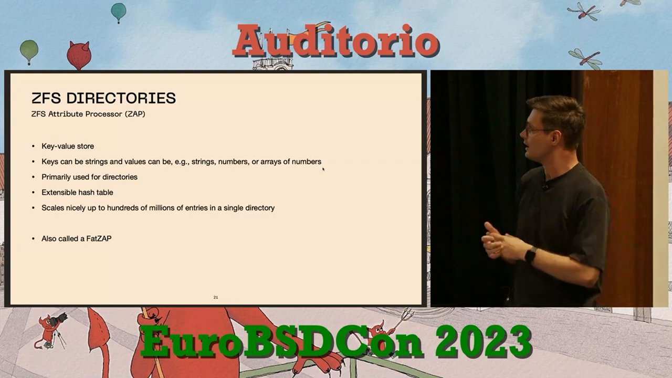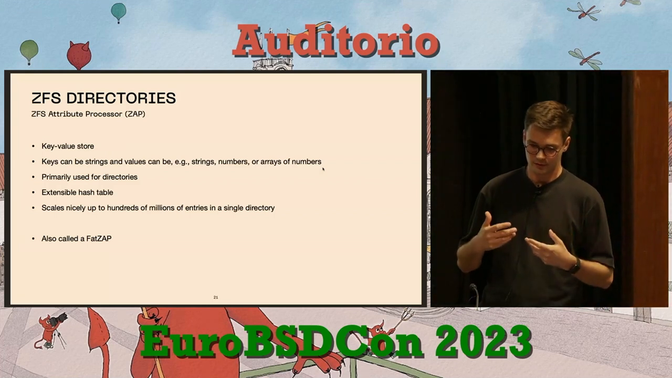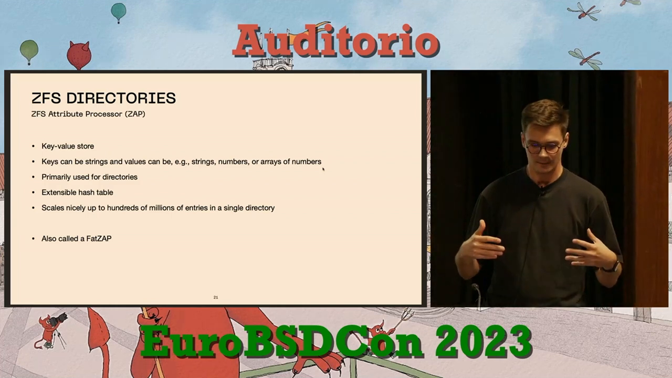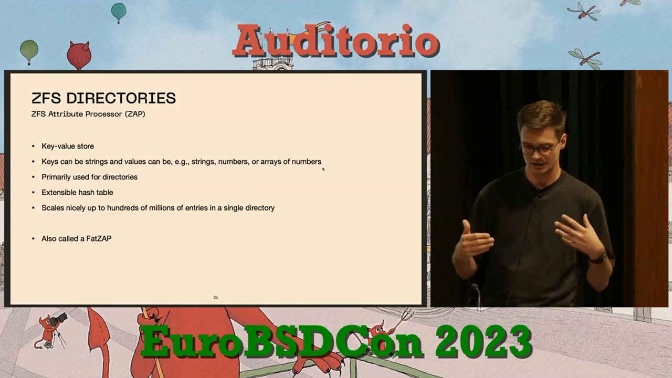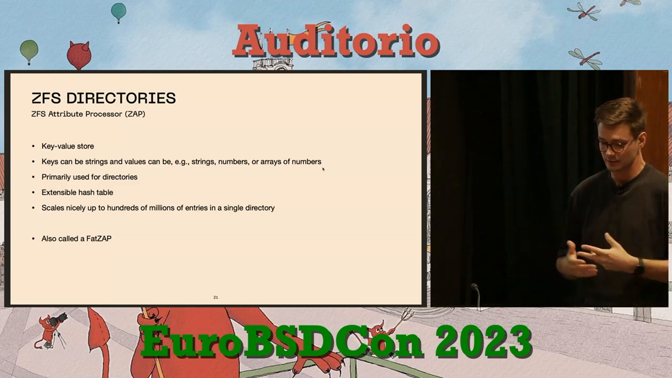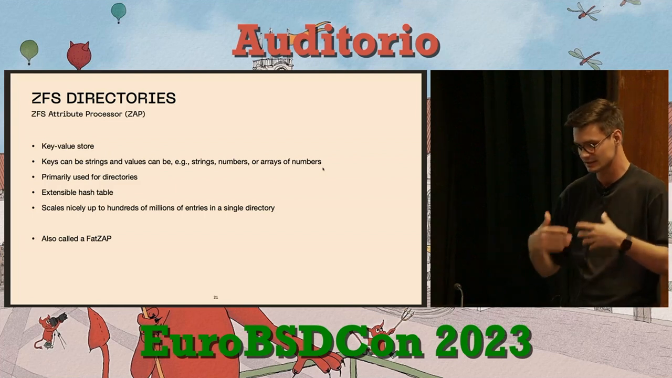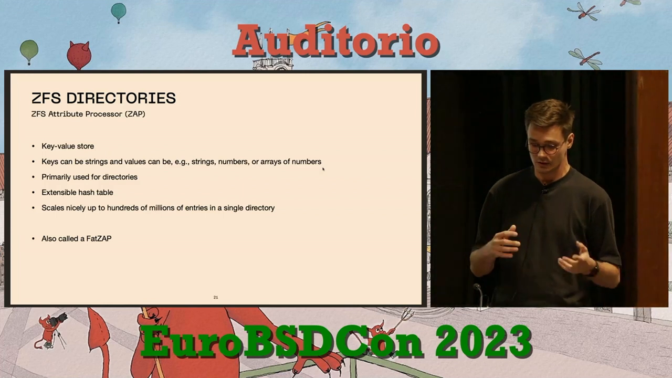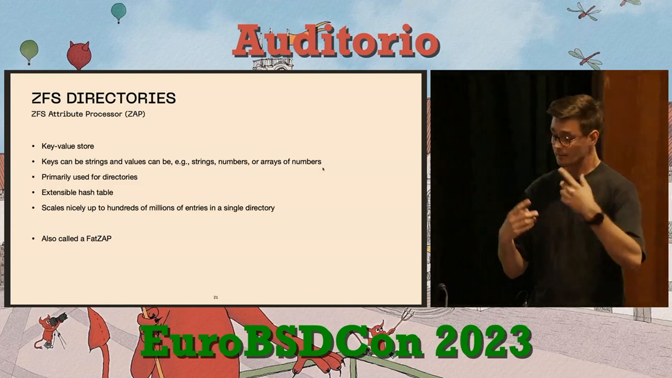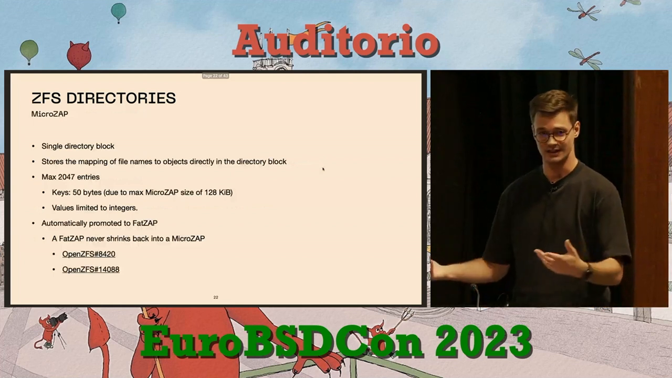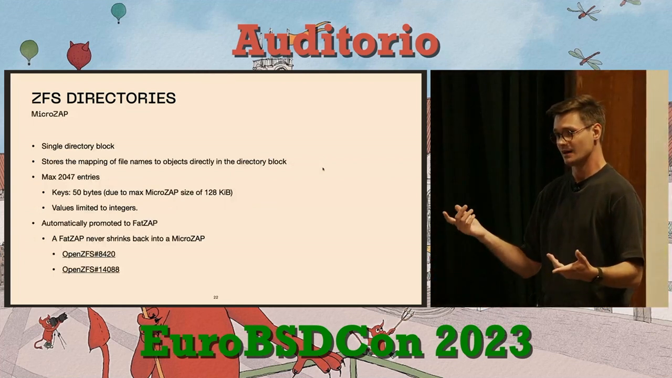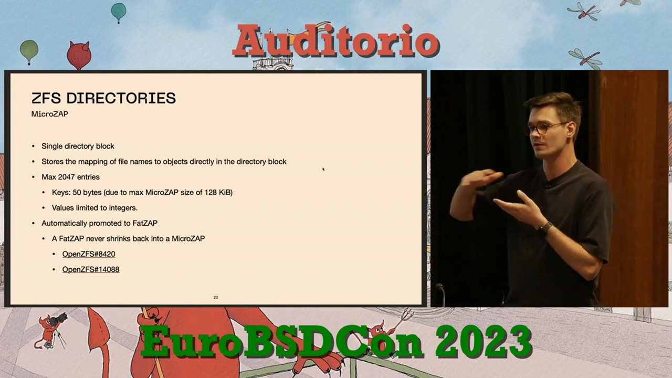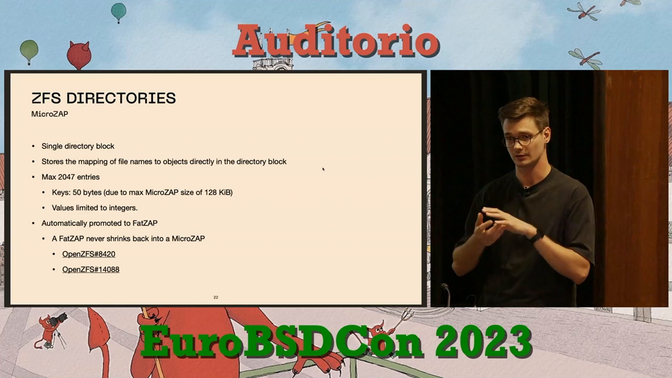It's very flexible. It's used primarily for directories, but it's not the only place where it's used in the code base. It's implemented as an extensible hash table, and it scales nicely up to hundreds of millions of entries in a single directory. It's slightly complicated, but it's a good data structure. It's also called a fatzap because there is also a microzap, which is a much smaller data structure designed to remove some of the overhead of this complicated data structure for smaller directories.